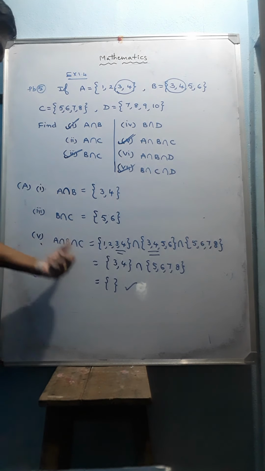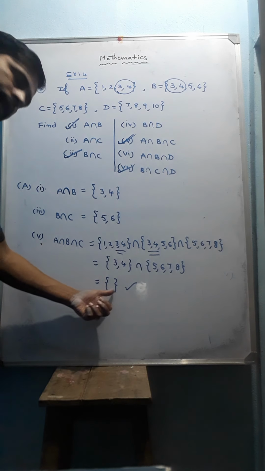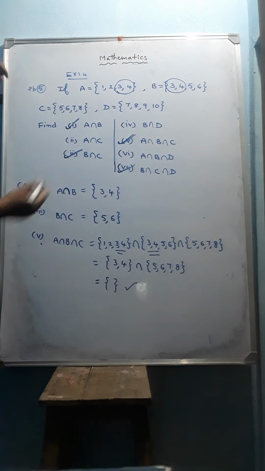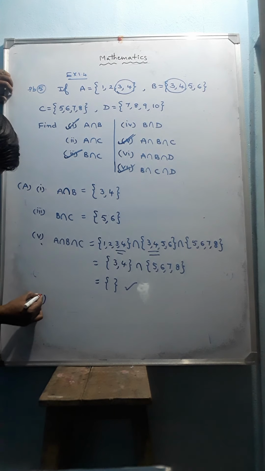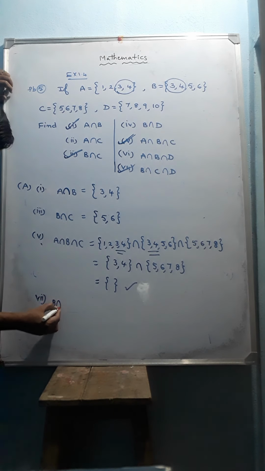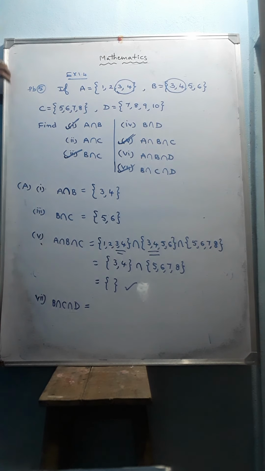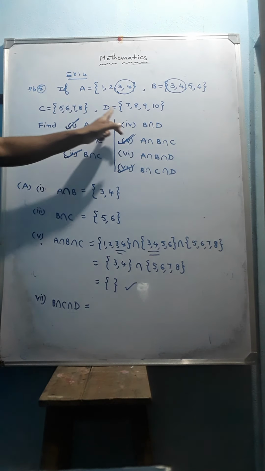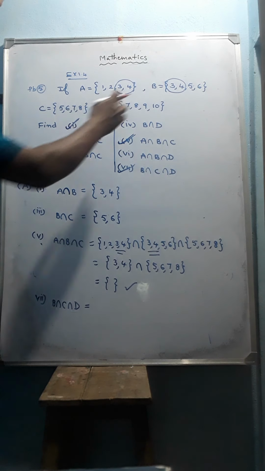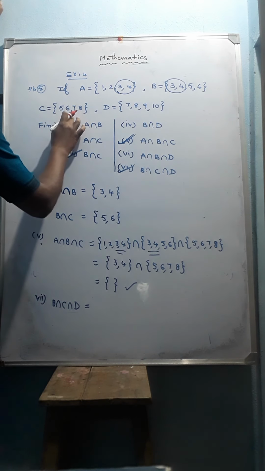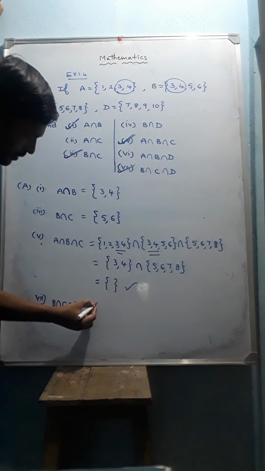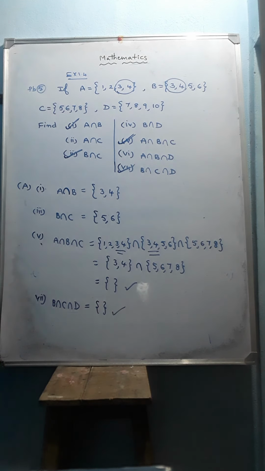By observing the A, B, C sets, you can write the null set directly as the answer. Next, the seventh one is B intersection C intersection D, the common elements of the B, C, D sets. In B and C, 5, 6 is common, but in D there is no 5, 6, so here also we get the null set as the answer. Write it down fast. The remaining problems you can solve.